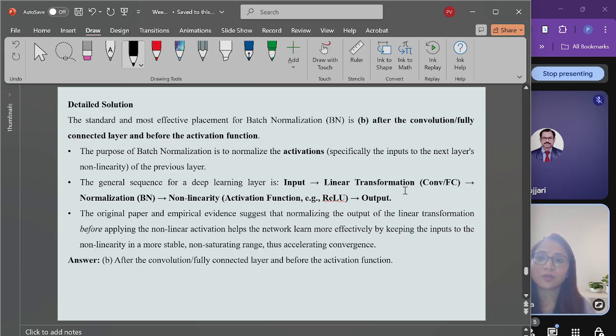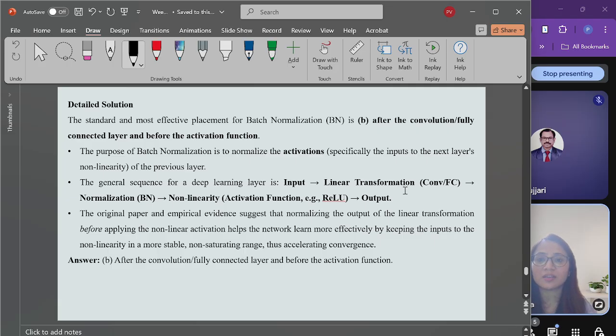In the detailed solution, the standard and most effective placement of the batch normalization is after the convolution or fully connected layer and before the activation function. The purpose of batch normalization is to normalize the activations, specifically the input to the next layer's non-linearity of the previous layer.